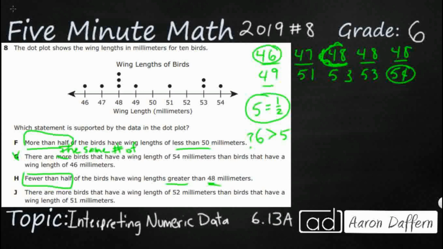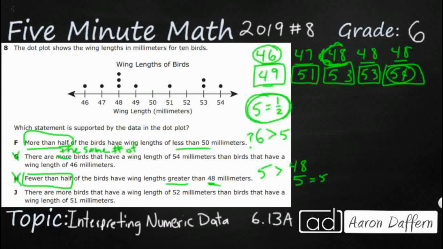Let's just start with 49, 51, 53, 53, and 54. So we've got 5, which is greater than 48, because remember, we're not counting 48. But unfortunately, remember, 5 is also our half. So 5 equals 5. It is not greater than 5. So close. They'd say greater than or equal to. Perhaps that could have been our answer.